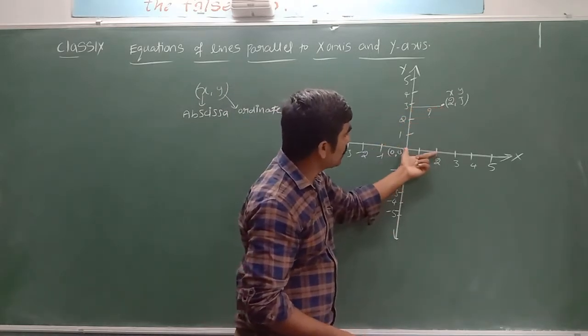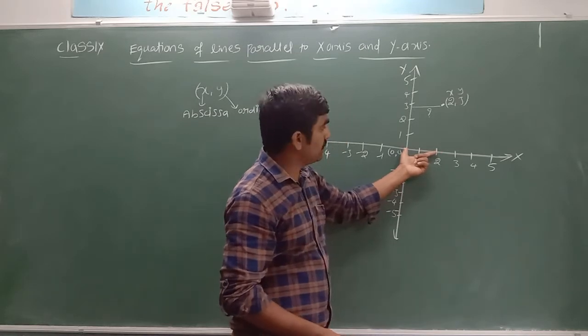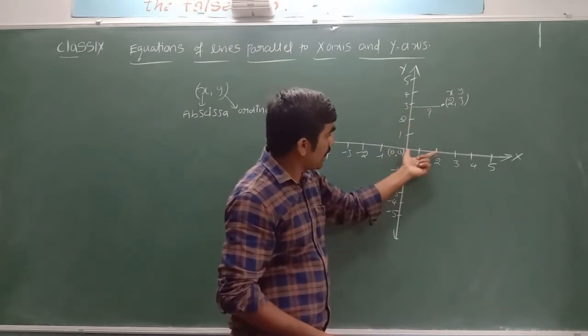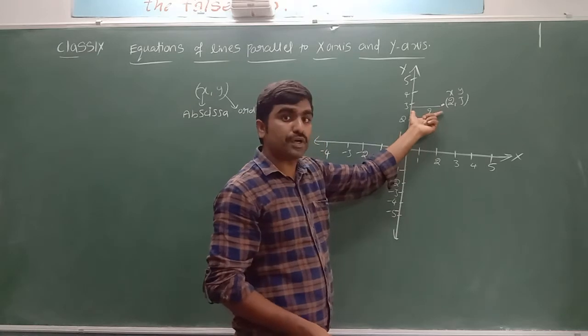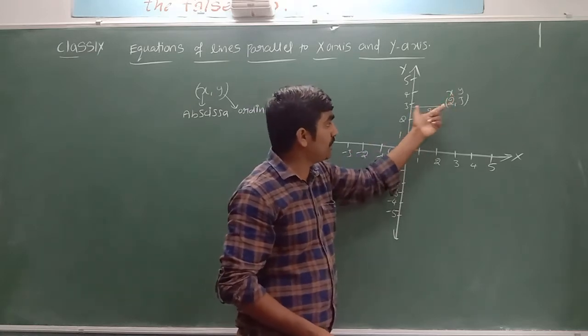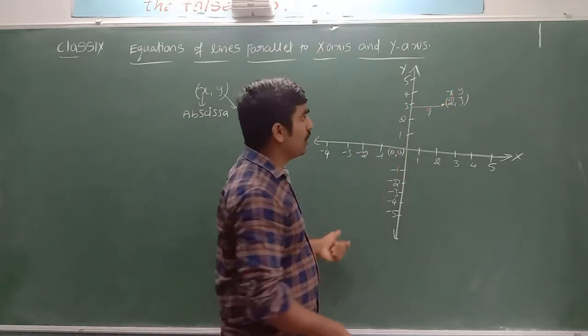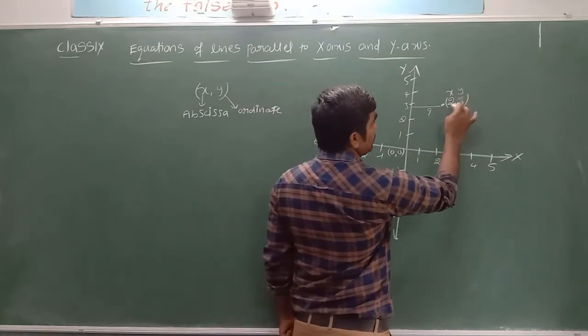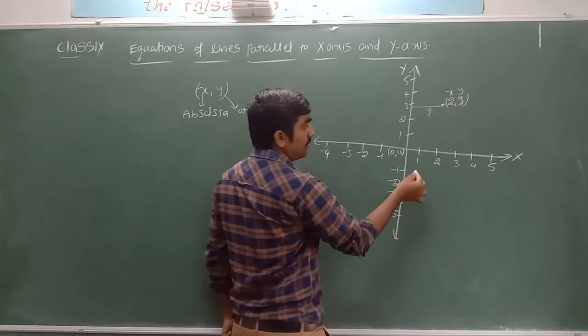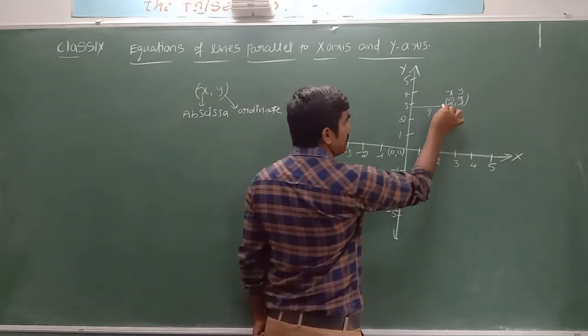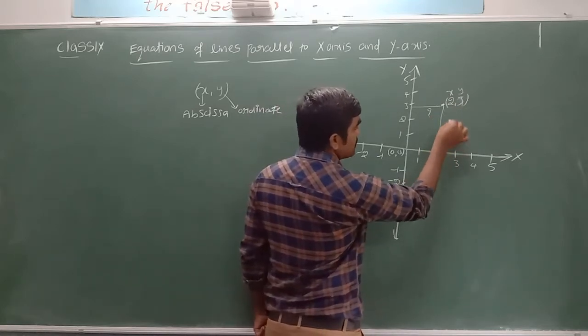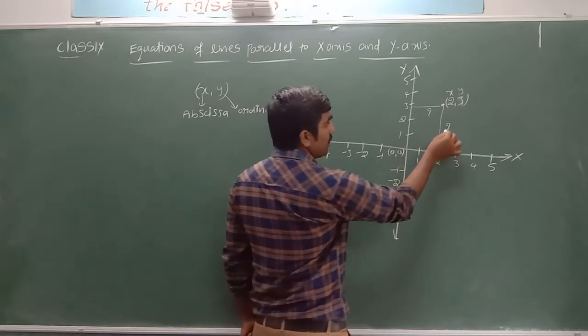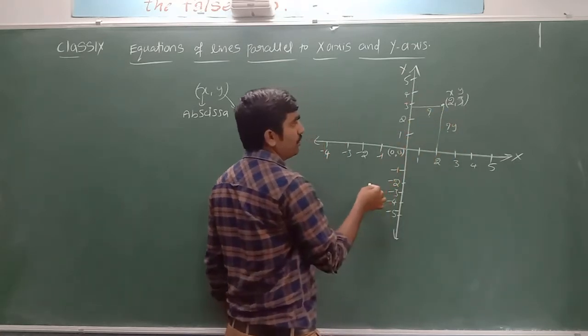Yes, it is 2 units. Both are parallel, so as it is 2 units, this one also is 2 units. Abscissa is the distance from the y-axis. What is meant by the ordinate, y equals 3? How did I get 3 here? It is the distance from the x-axis. This distance we consider as the ordinate, which is the y value.